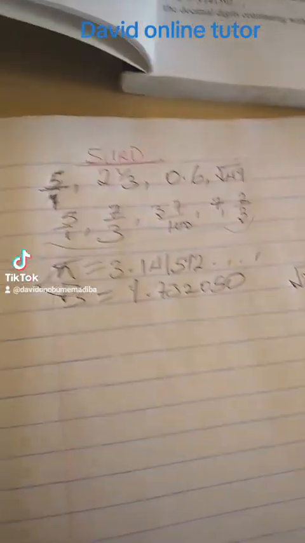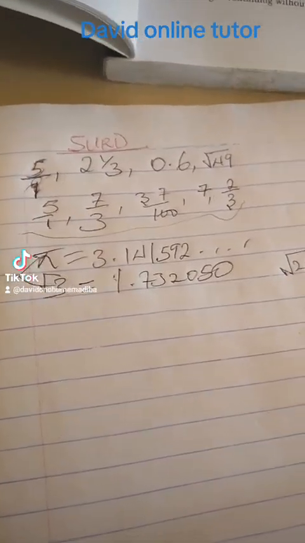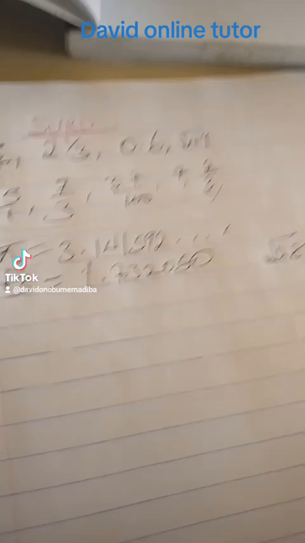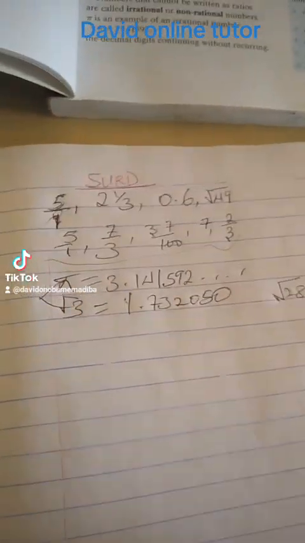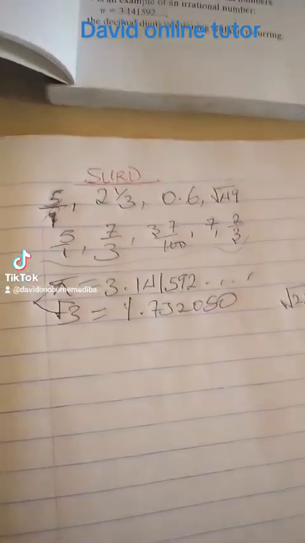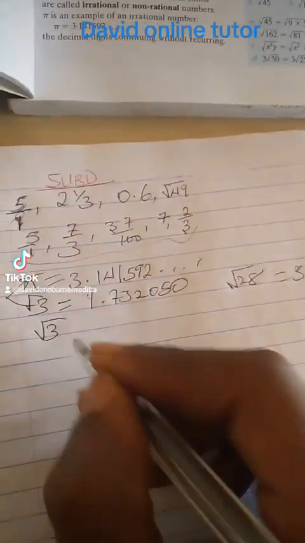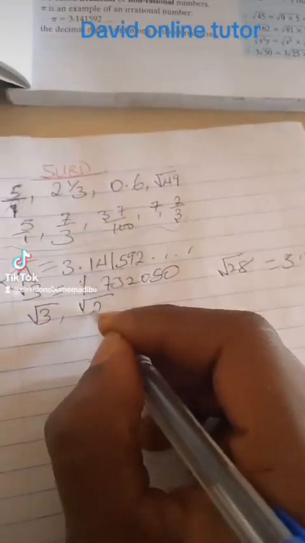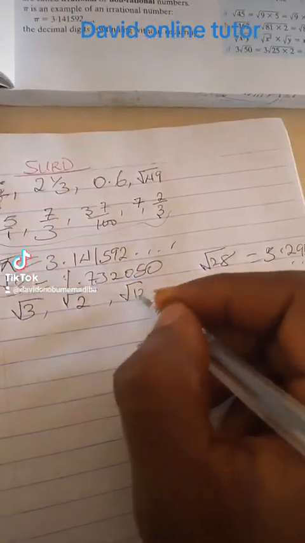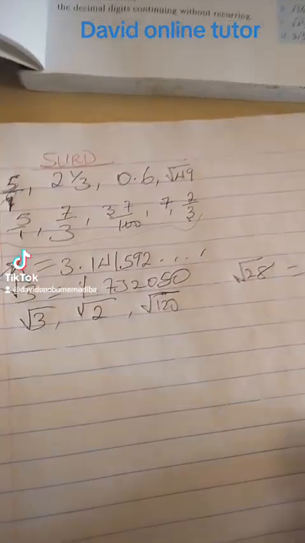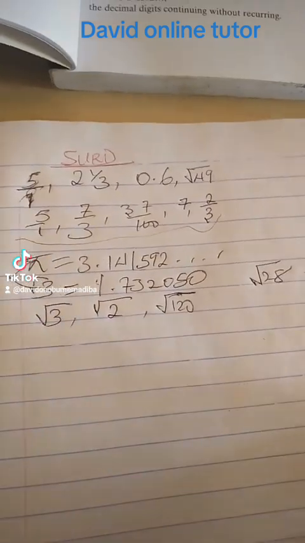Okay? If the definition of rational number and non-rational number is understood, now we'll look at surds. The expression of numbers in root form. Okay, when numbers carry this form, for example, this you call root 3, you call this root 2, you call this root 120. Now we have simple surds, we also have compound surds.